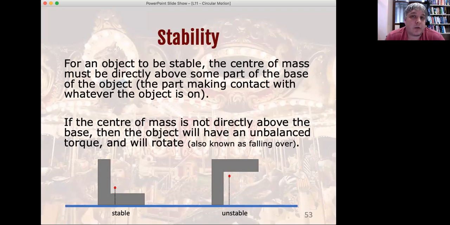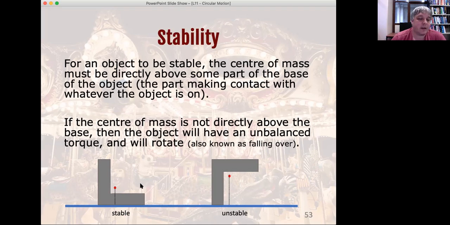Stability, we're not going to talk in great detail. You can almost tune this out if you really want to, but it is nothing that isn't accessible to you at this point. The idea of stability is simply a statement that the center of mass has to be directly above some part of the base of the object that is making contact with whatever surface it is resting on. If it's not, then that means that you have unbalanced torques and the object will rotate.